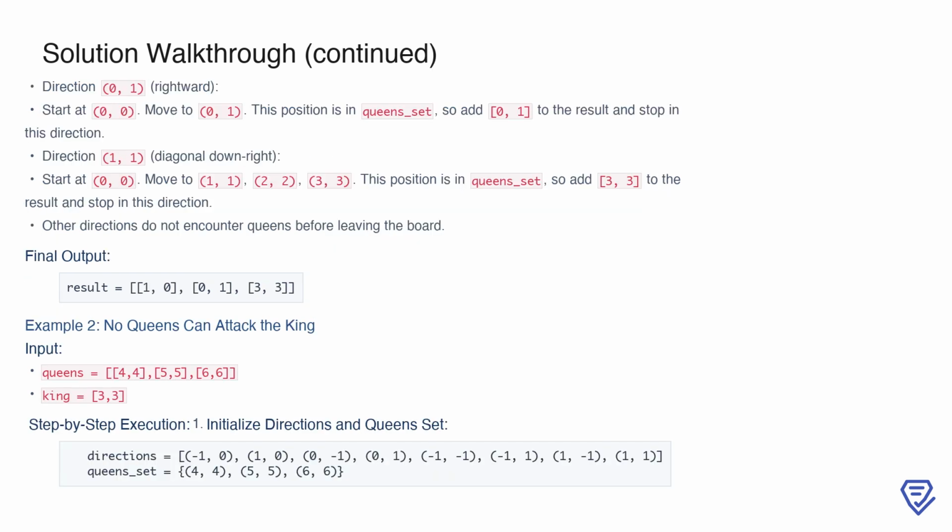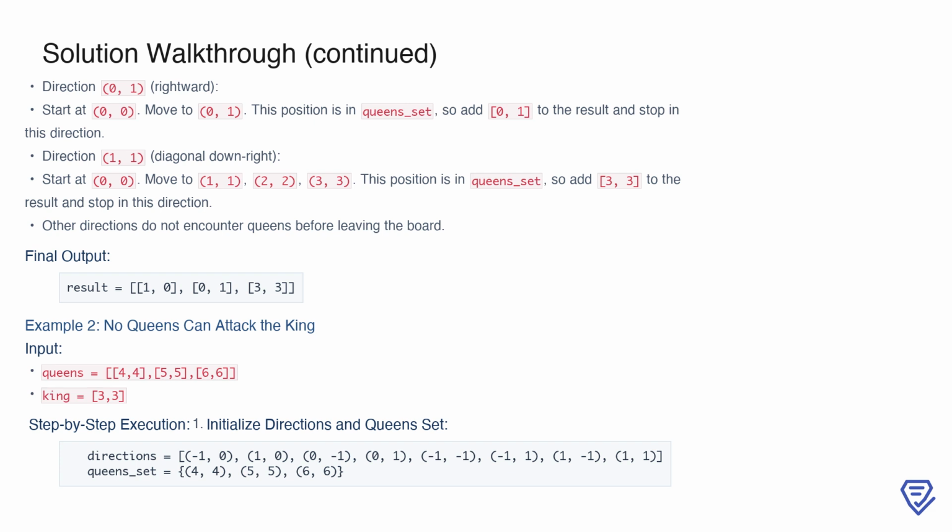Now, let's examine the next direction, which is rightward. Starting again at 0, 0, we move to 0, 1. This position is also in the queen's set, indicating that the queen at 0, 1 can attack the king. We add 0, 1 to our result and stop in this direction.